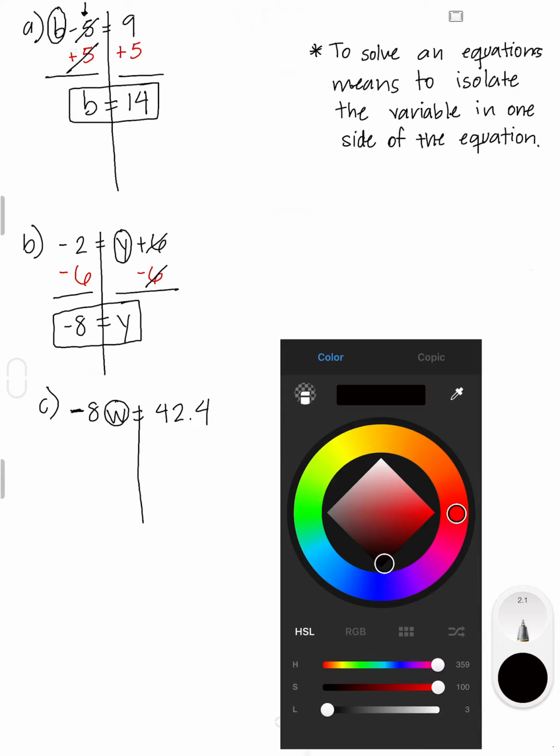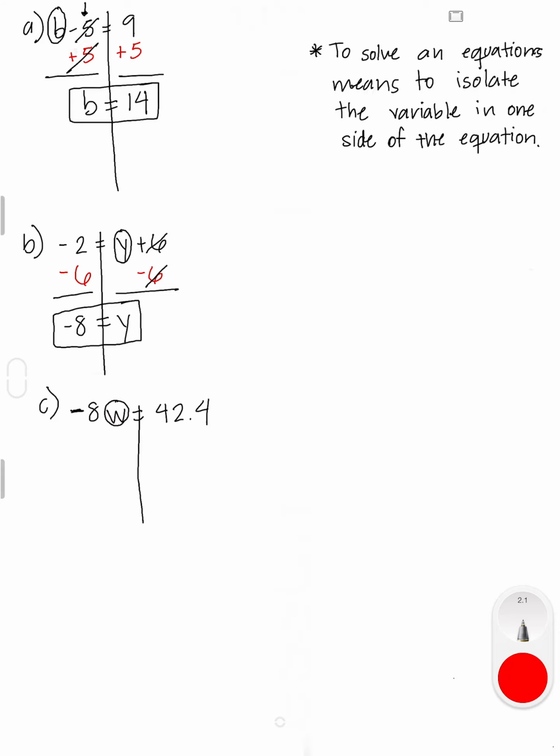And so that negative 8 is multiplying, so we have to do the opposite in order to get rid of it. The opposite of multiplication is division. So we go ahead and divide by negative 8, and again, on both sides, in order for the equal sign to hold. Negative 8 divided by negative 8 is going to give us positive 1. So this becomes 1w, or just w, equals 42.4 divided by negative 8, which is negative 5.3. So w equals negative 5.3.